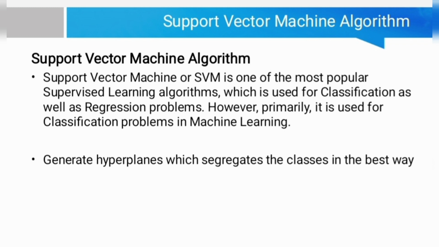The goal of the SVM algorithm is to create the best line or decision boundary that can segregate n-dimensional space into classes so that we can easily put the new data point in the correct category in the future. This best decision boundary is called a hyperplane.